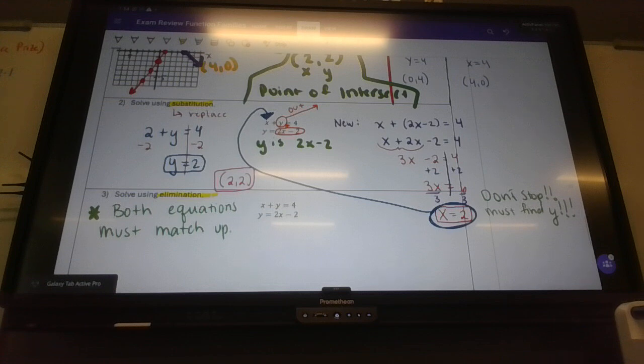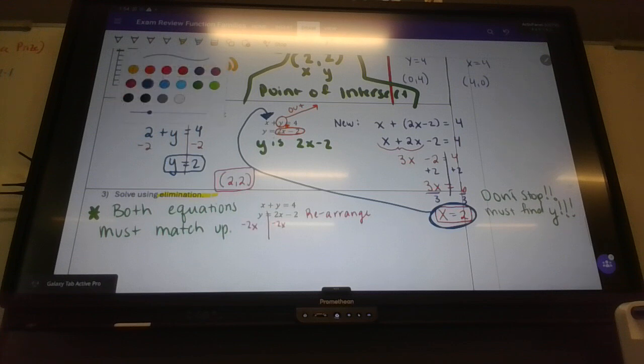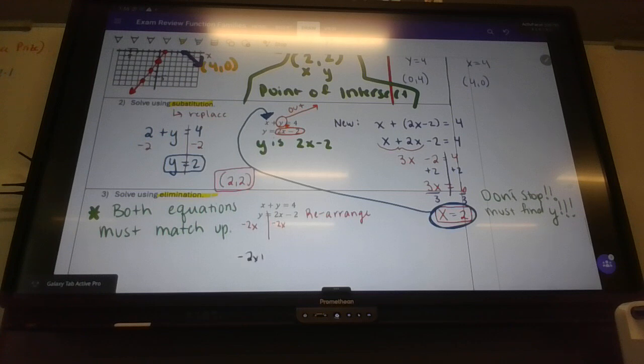So I think what we'll do is rearrange the second one so that the x and the y are both on the left side of the equal. So I'm going to subtract this 2x to the other side. And it'll look like negative 2x plus y equals negative 2. So the reason I moved it is so that the problems can stack. So now I'm going to rewrite the problem.